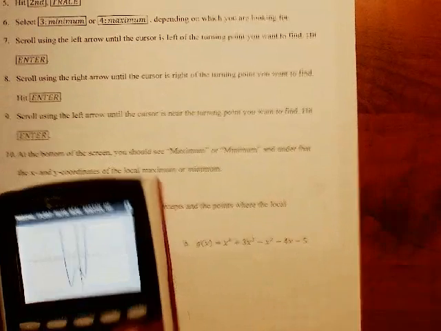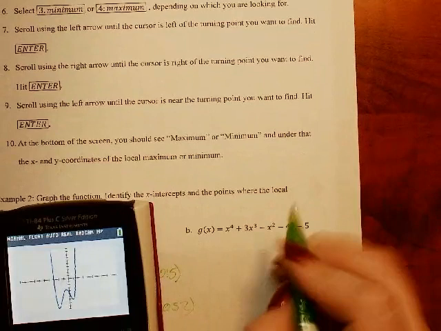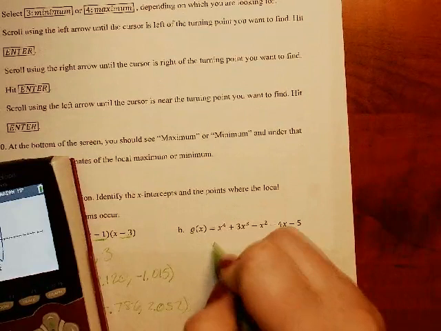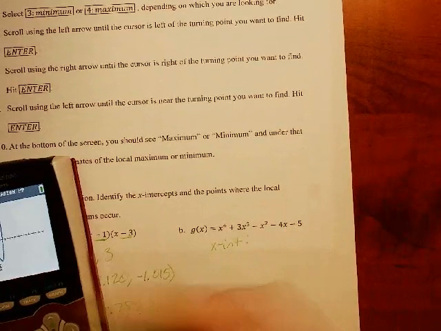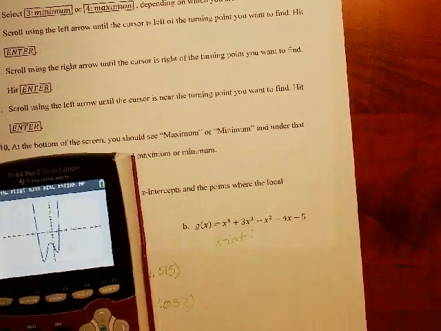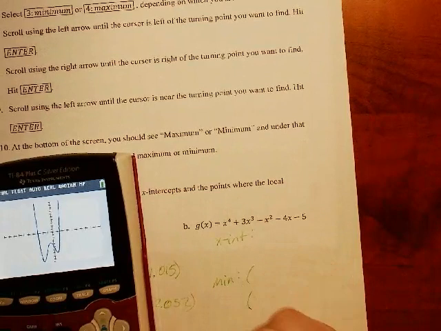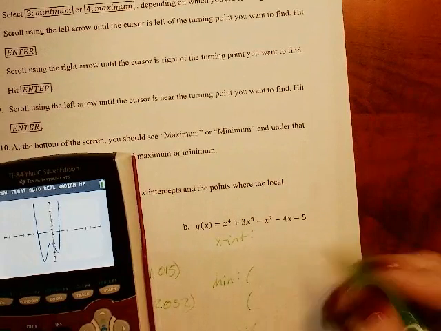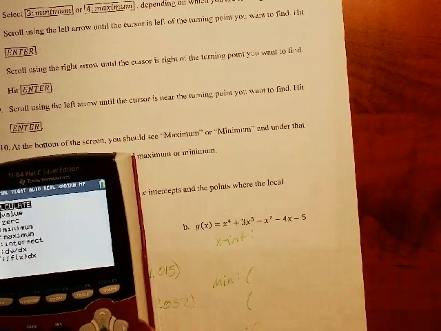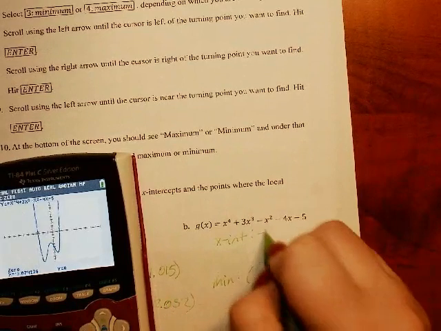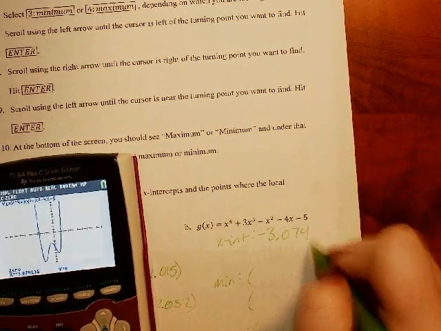So then I am going to find the x-intercepts, and then I have 2 local minimums, one here and one here, and 1 local max. Second trace, zero. Gotta go left of it, and then I gotta go right of it, and then I gotta guess. And I get negative 3.074.